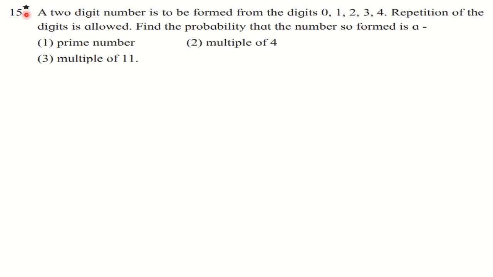See, question number 15 is star marked. That means it is somewhat different from the questions which we have seen. A two-digit number is to be formed from the digits 0, 1, 2, 3, 4. Repetition of the digits is allowed. So this is the difference here. In all previous examples where two-digit numbers were formed, repetition was not allowed. But in this case, repetition is allowed. So this is a little bit different. Find the probability that the number so formed is a prime number, a multiple of 4 and a multiple of 11.